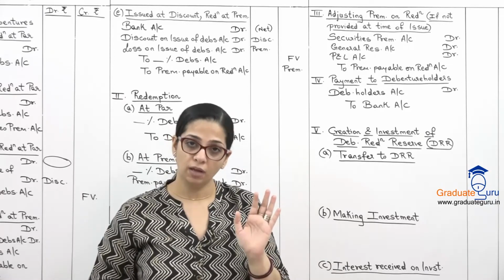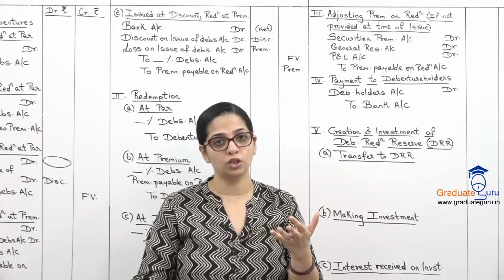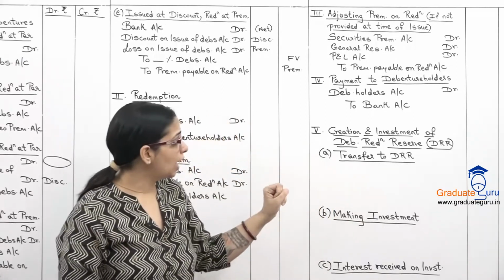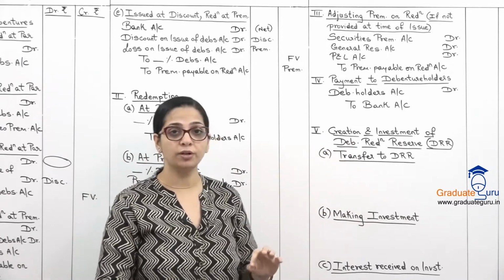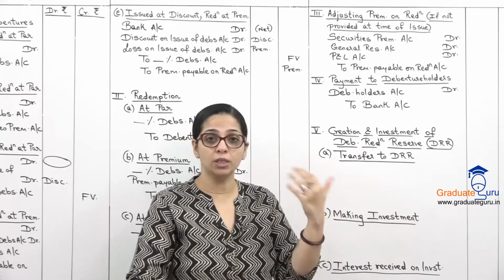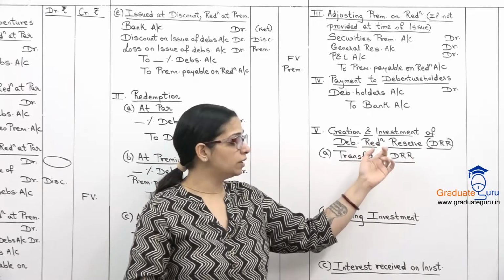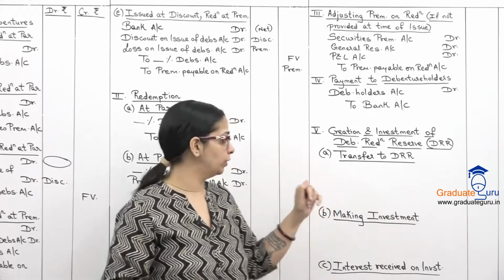This will remain as it is. Whatever extra entries we have to make depending on the situation, that will change in the situation. Fine. So now we come to creation and investment of debenture redemption reserve. So when we are making a special reserve for the purpose of redemption, which is DRR, debenture redemption reserve. In that case, what are the extra entries that you will pass?